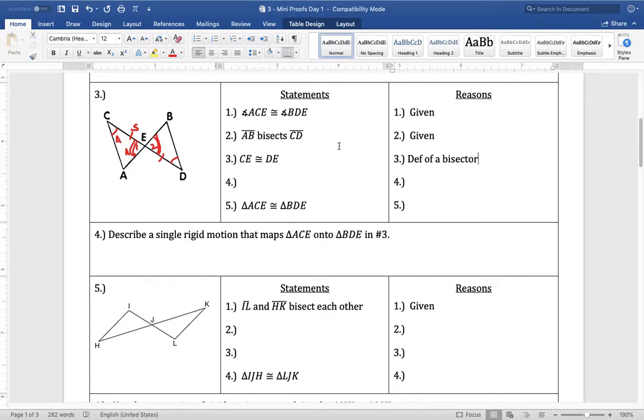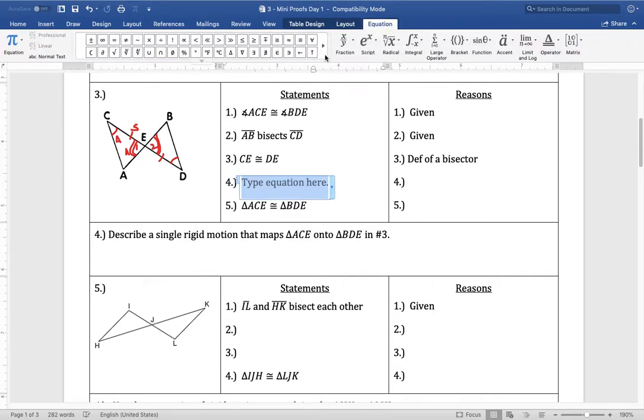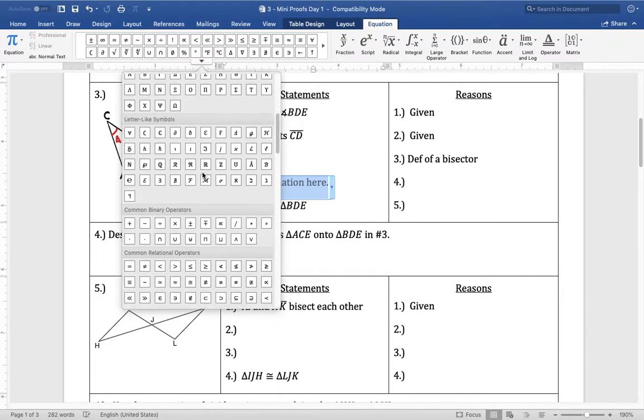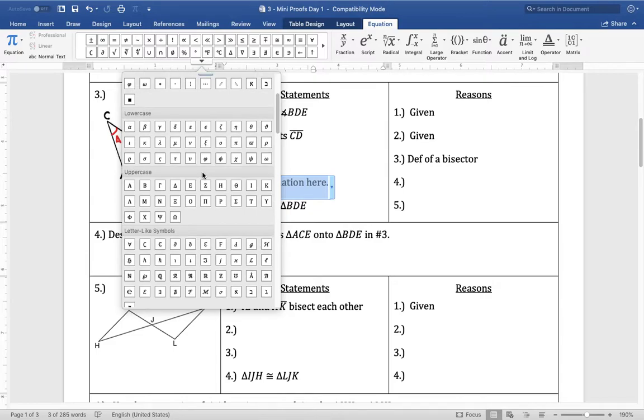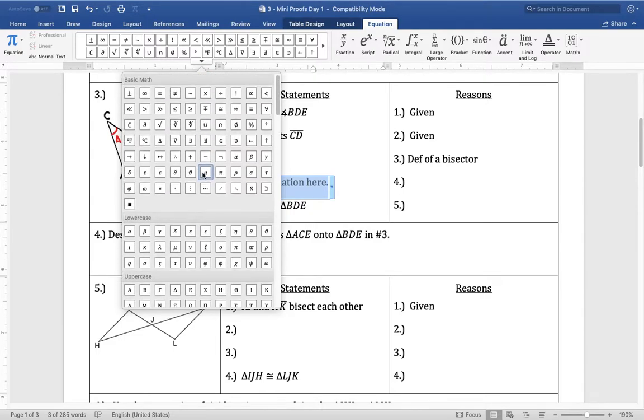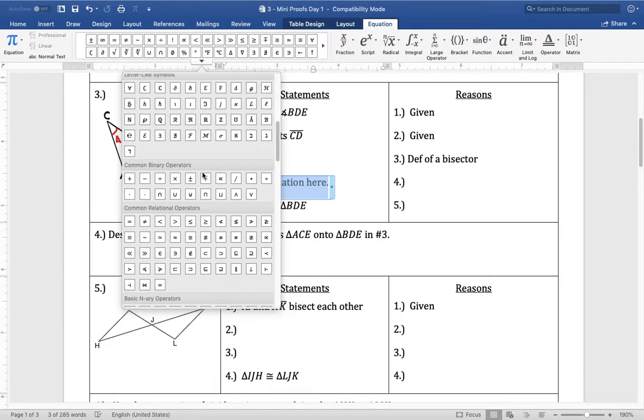Okay, so bisecting, bisect. Definition of bisector. The next thing we got was that angle 1 was congruent to angle 2, and this came from our definition of vertical angles, or you can write vertical angle theorem, or however you want to write it.